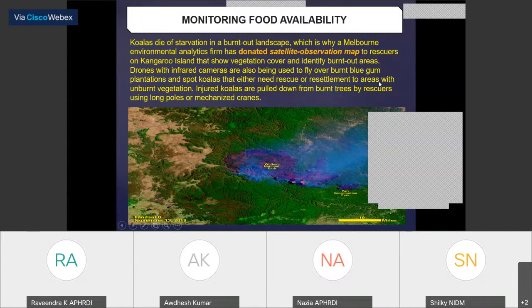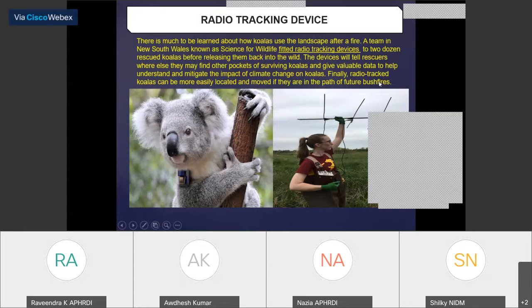Now, tracking device, you can see this. After getting medical attention, these koalas were vulnerable to a number of other hazards, including danger. So they are tracked with the help of this radio tracking device.